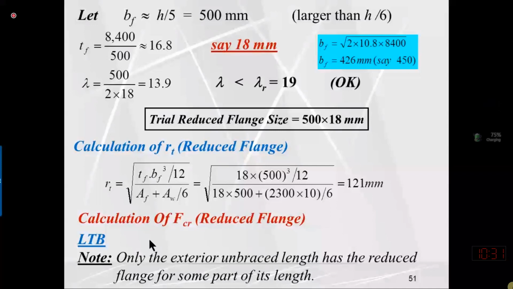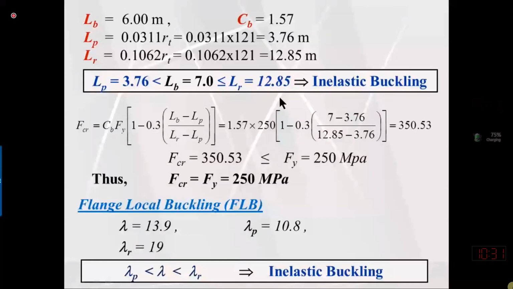This expression is already given in the LRFD design aid, and I have already explained it in my classes. So you shall determine the RT value by substituting the thickness of the flange and the width of the flange with the reduced flange area. Similarly, you will substitute the area of the web and the area of the flange. So the RT value is 121. When we compute the LP and LR values for the reduced flange area, LP comes 3.76 and LR is 12.85.